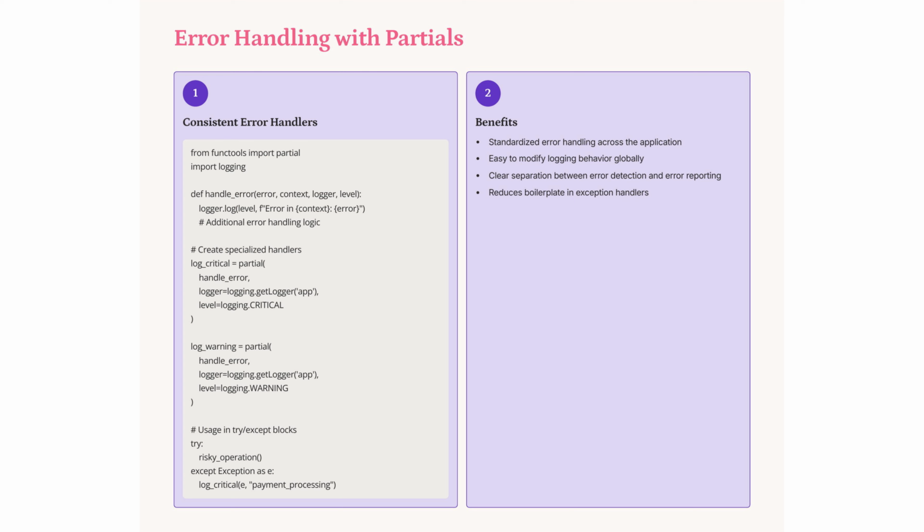Error handling with partials allows for consistent and standardized logging across applications. By using partial functions, you can create specialized error handlers like log critical and log warning, which streamline exception handling. This approach reduces boilerplate code, separates error detection from reporting, and simplifies global modifications to logging behavior.